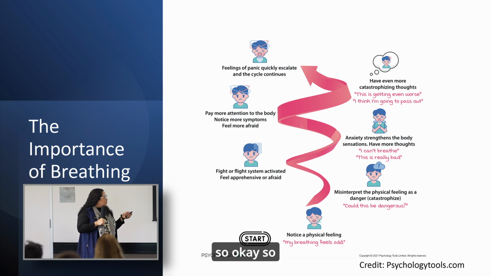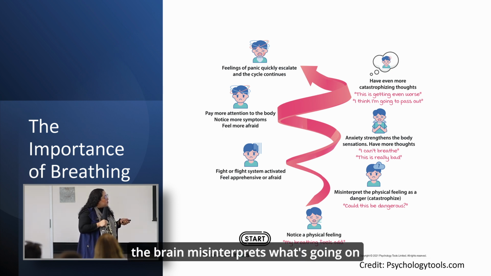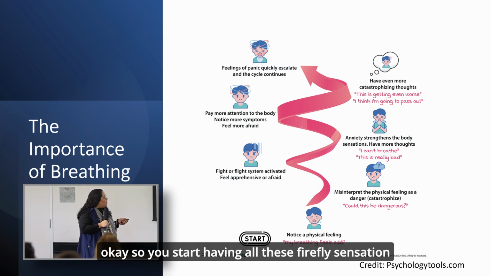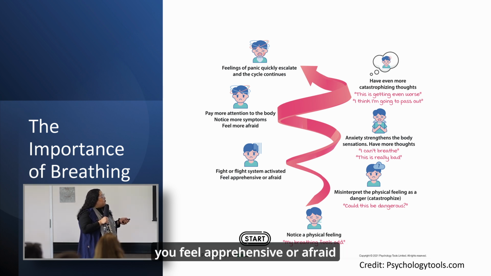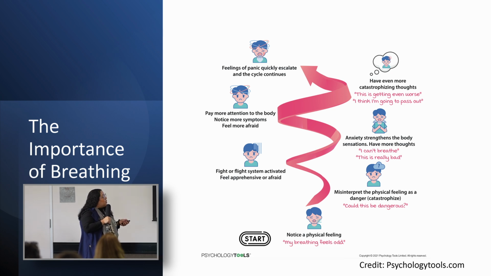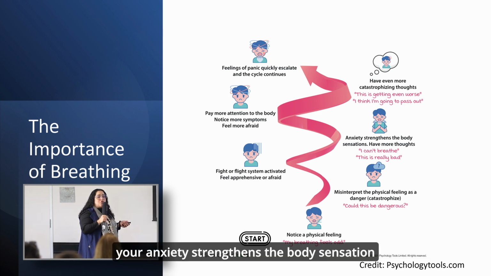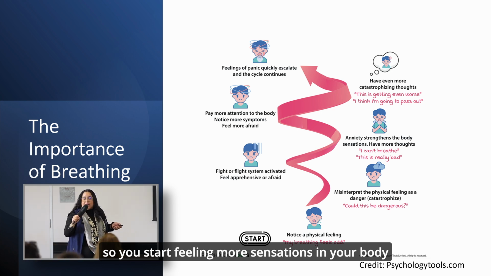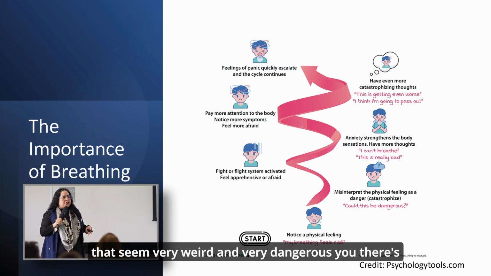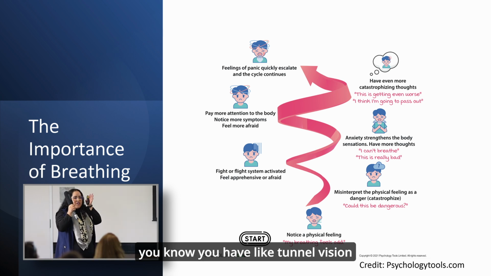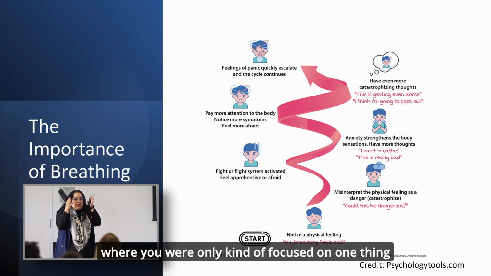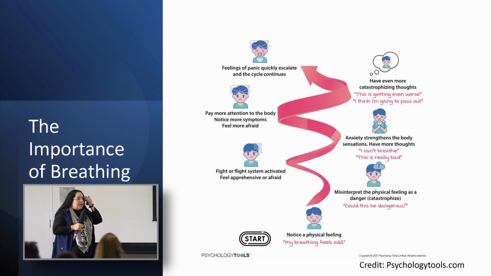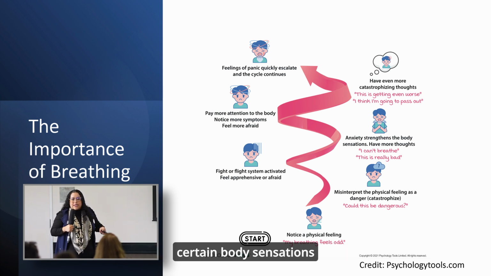So the brain misinterprets what's going on, and you start catastrophizing. Could this be dangerous? So you start having all these fight or flight sensations. Your fight or flight system is activated. You feel apprehensive or afraid. Your anxiety strengthens the body sensations, so you start feeling more sensations in your body that seem very weird and very dangerous. You have tunnel vision where you're only focused on one thing, and that makes you hyper focused on certain body sensations.